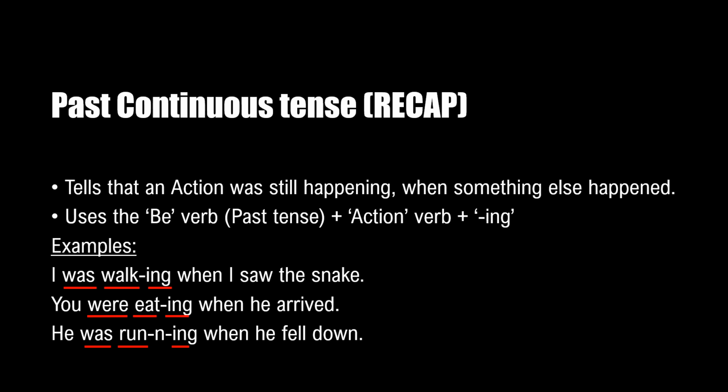Examples: I was walking when I saw the snake. You were eating when we arrived. He was running when he fell down. Here, the action verbs are walk, eat, and run, to which we have added the ing. Also, was, were, and was are the be verb in the past tense.